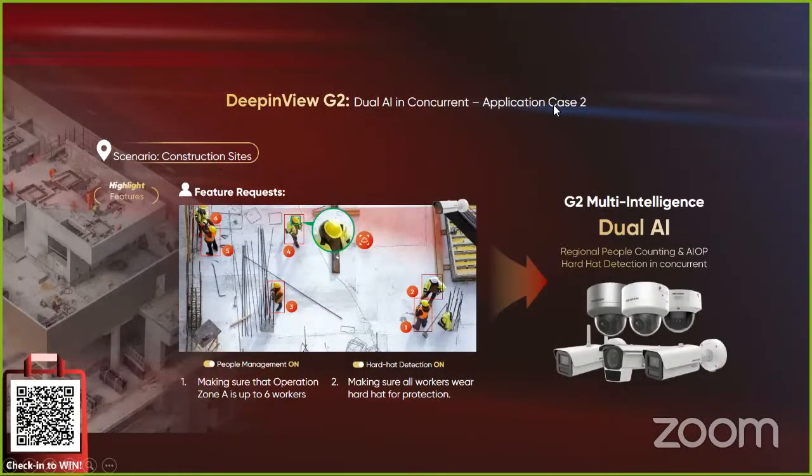Another dual AI concurrent application, case 2, is for a construction site. The construction site must make sure the operation zone has up to 6 workers. This is people counting: within that designated region, how many people? We need to keep it at 6 people. We also make sure every worker wears a hard hat for protection, which means PPE protection detection. So we can turn on these two algorithms at the same time.